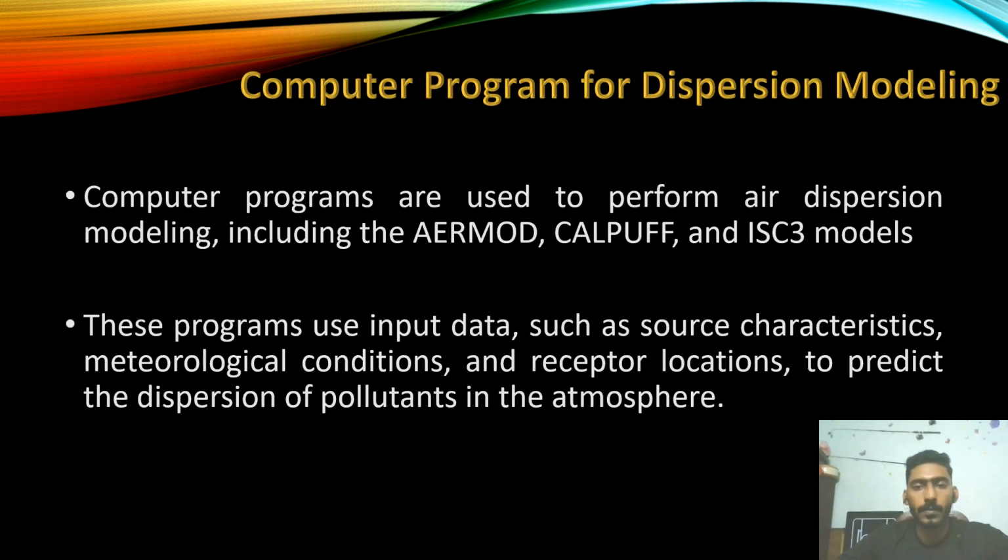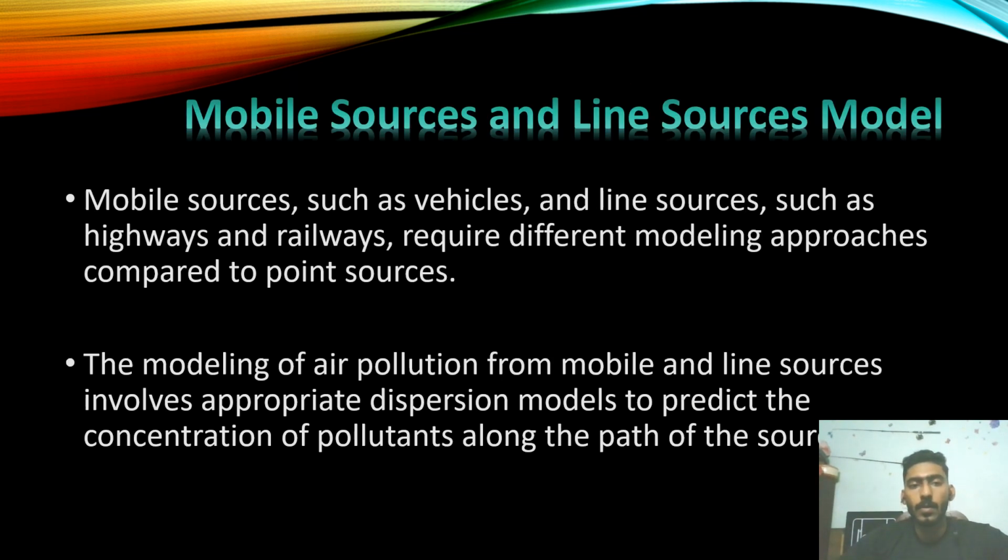For computer programs for dispersion modeling, computer programs are used to perform air dispersion modeling, including the AERMOD, CALPUFF, and ISC3 models. These programs use input data such as source characteristics, meteorological conditions, and receptor locations to predict the dispersion of pollutants in the atmosphere. Mobile source and line source model.